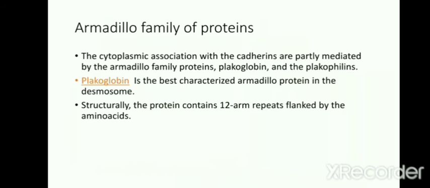And next, the armadillo family of proteins. Previously we talked about plakoglobin and the plakophilins. These two are the armadillo family of proteins. The cytoplasmic association with the cadherins is partially mediated by the armadillo family proteins, plakoglobin and the plakophilins. Plakoglobin is the best characterized armadillo protein in the desmosome.